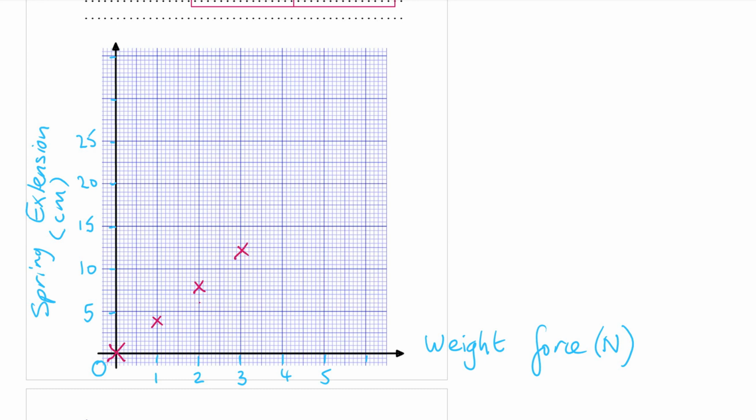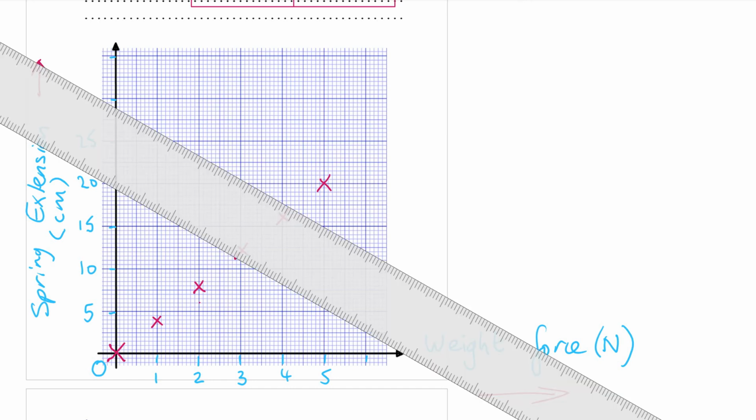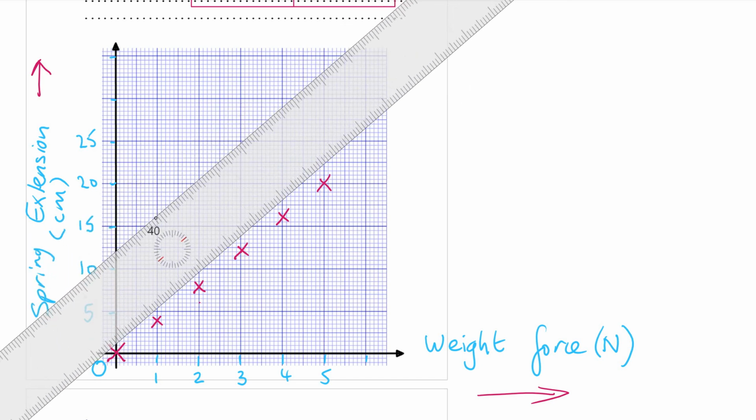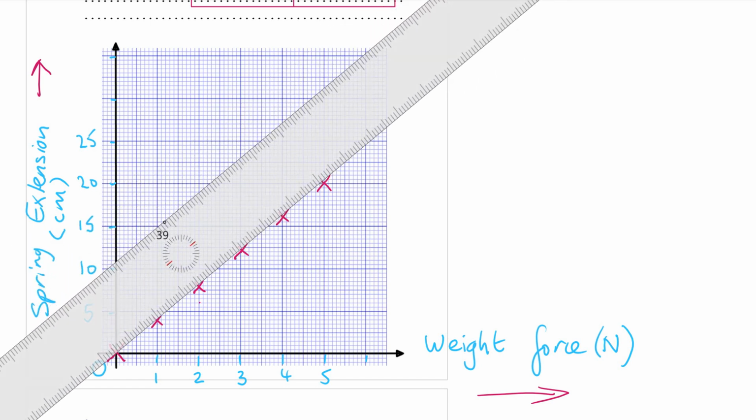At 4 newtons, it was 16. Boom. And the last one, at 5 newtons, it was 20 centimeters. Boom, like so. Once again, as we increase the weight force, we are increasing the spring extension. You can clearly see that. Now for the line of best fit. Obviously, you're going to use a ruler. Obviously, you're going to start at the origin. And you can clearly see here a very, very nice relationship.